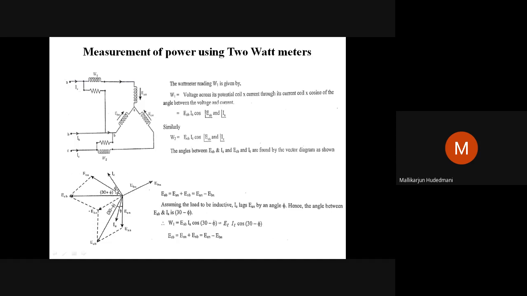So that is the angle I am interested in placing here. For that, what I will do? I take the construction ECB equal to ECN minus EBN. When I do this, I will be getting the angle between ECB and IC as 30 plus phi. Therefore, W2 is now written as ECB into IC cos of 30 plus phi, which is natural.